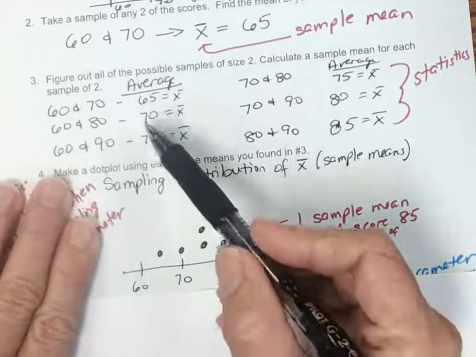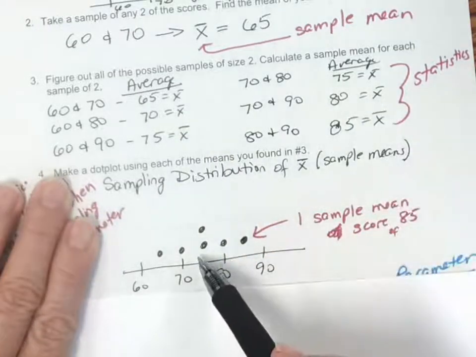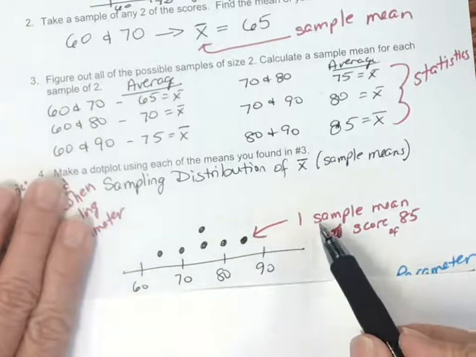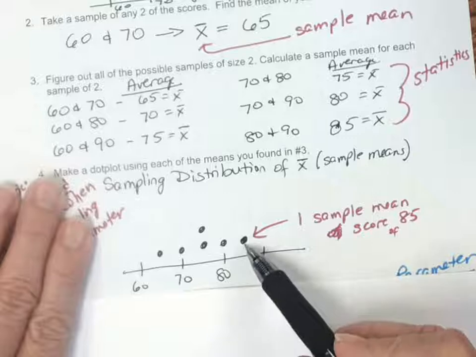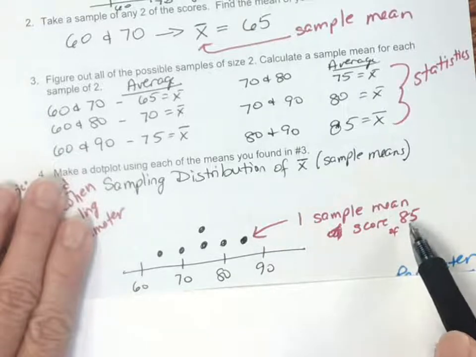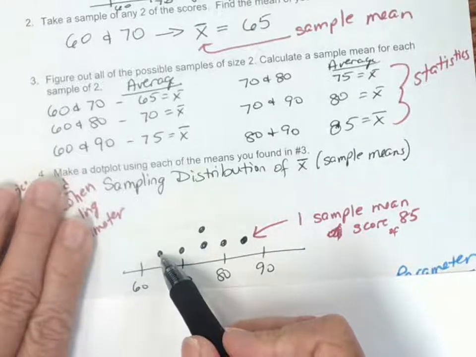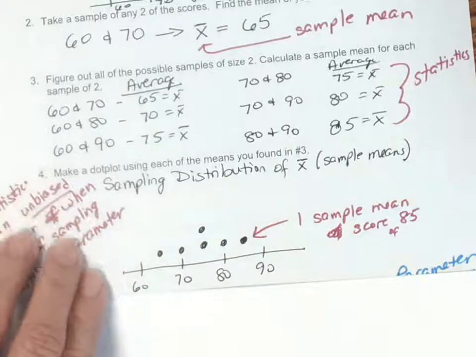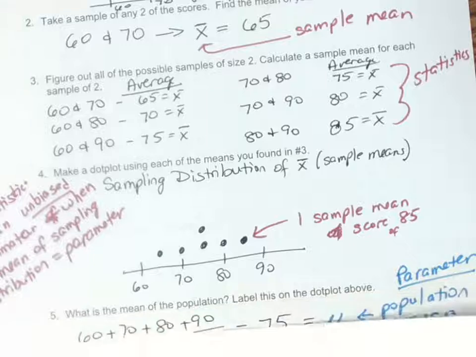And notice that I had 2 that were at 75. So I have 2 dots right there at 75. Each individual dot represents one sample mean. This one is with the score of 85. This would be a sample mean of 65. Let me keep going here.